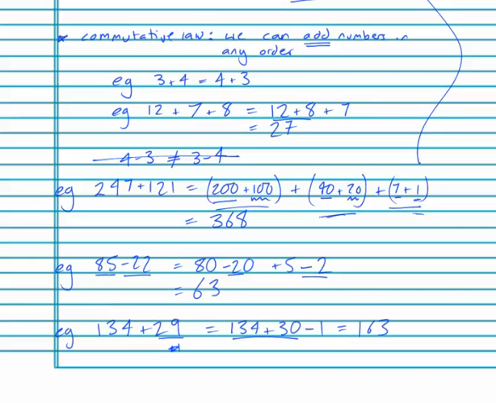So all I've done is I've looked at that 29 and said it's going to be really easy if that's 30. Add on the 1 to make it easy. Take away the 1 to get our right answer. We can compensate when we're subtracting as well. Add or subtract something to make it a bit easier, and then do the reverse.